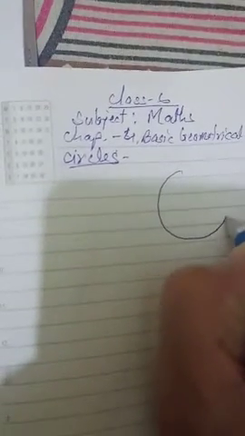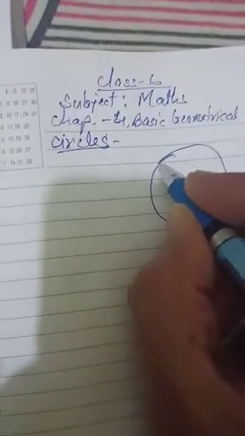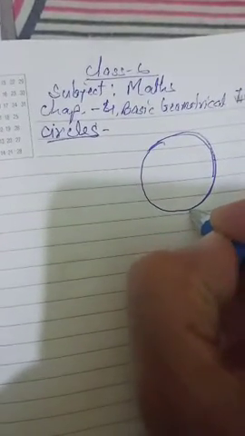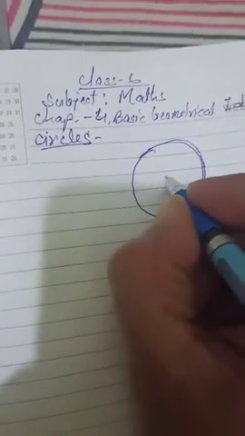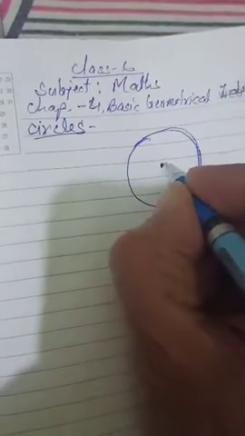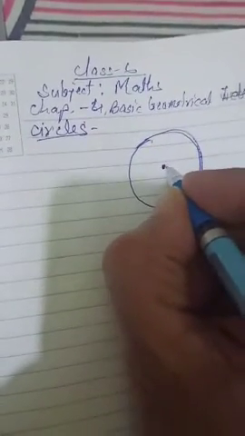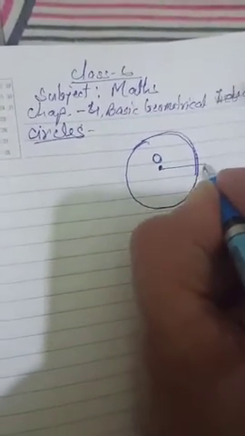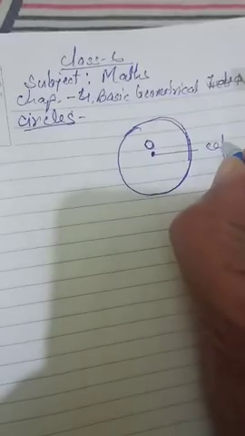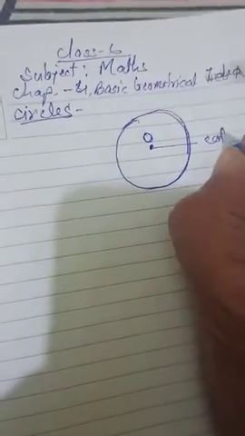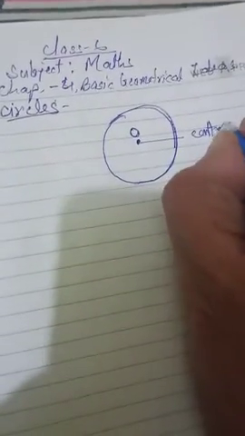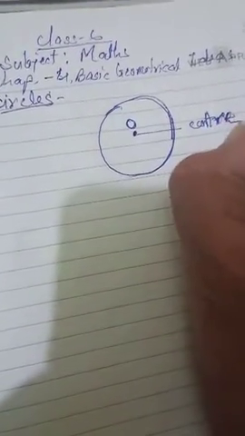So students, you should make a circle. Suppose this is your circle. Take the point of the needle here. We indicate this point by O, and this is called the center. Is it clear, student?